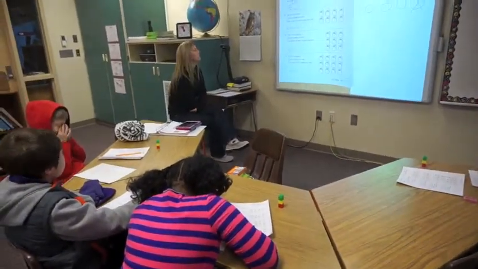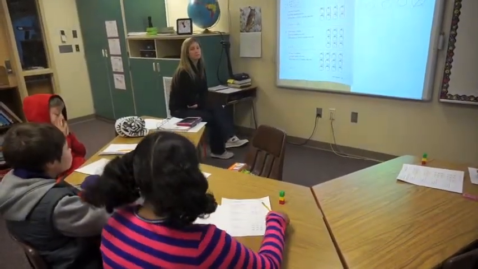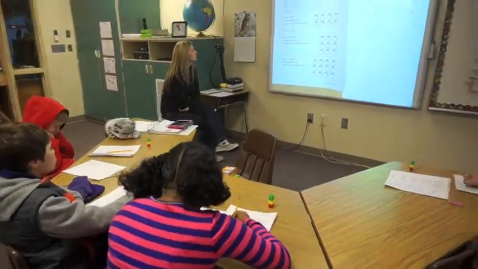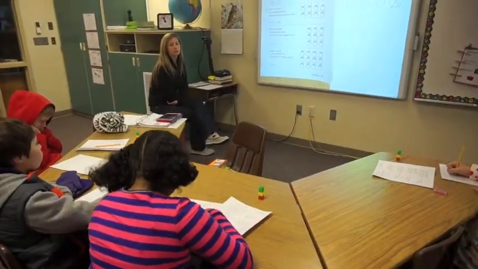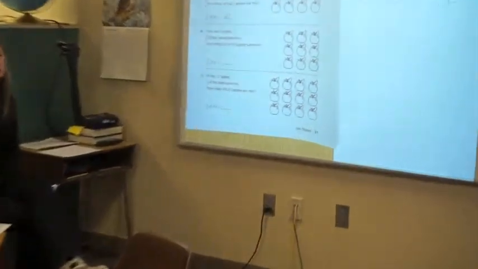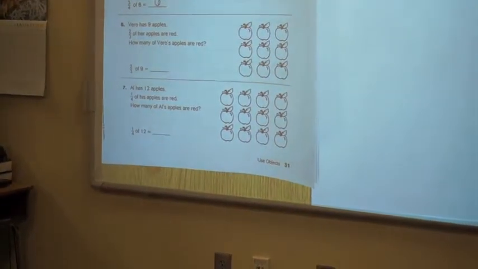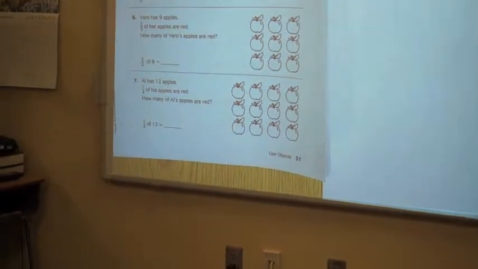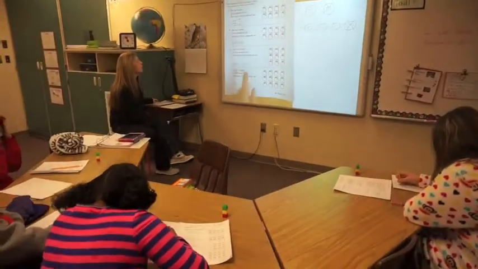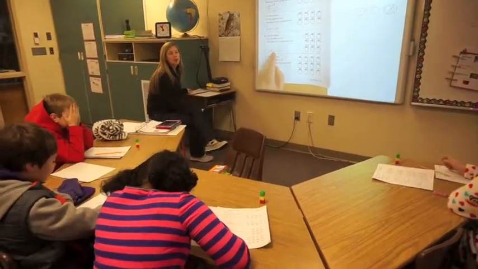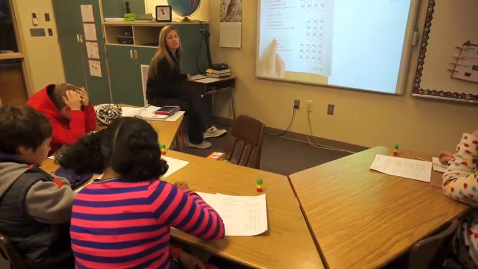Jenny, go ahead and read number 6 for us. Beryl has 9 apples. 2/3 of the apples are red. How many of Beryl's apples are red? Good. Okay, so pencils down. All eyes should be up here. Pencils down.